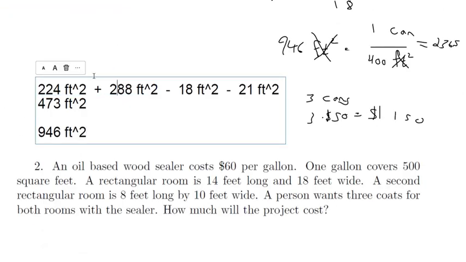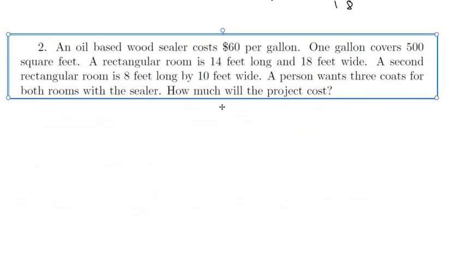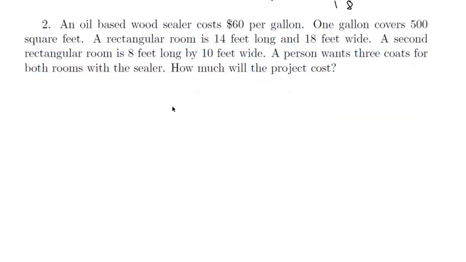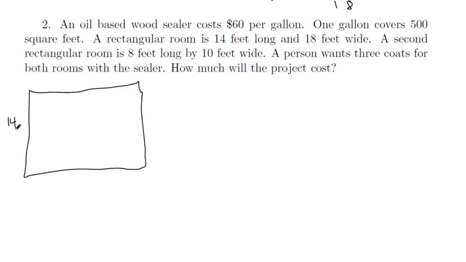Okay, let's move this out of here. An oil-based wood sealer costs $60 per gallon. 1 gallon covers 500 square feet. A person wants 3 coats of the sealer for both rooms. So how much will this cost? So this time, instead of walls, we're dealing with floors. Okay, we got 14 feet by 18 feet. Then we got another room that's 8 feet by 10 feet. And this one looks a little more straightforward because we don't have to cut things out.